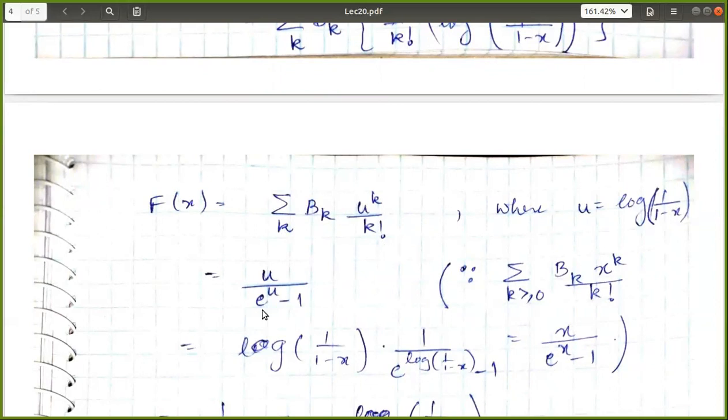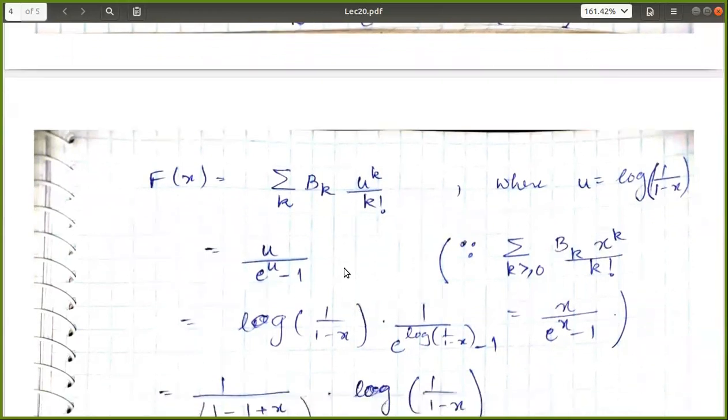Why? The B_k's are zero for k less than zero, and also this factorial would not make sense for negative numbers.